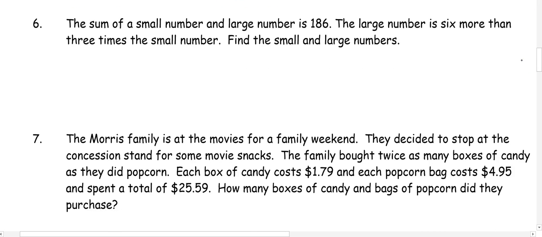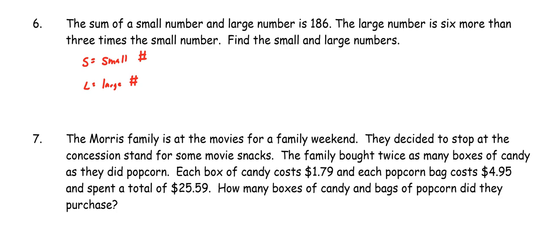Number 6, the sum of a small and large number is 186. The large number is 6 more than 3 times the small number. Find the large and small number. So if we're finding the large and small number, we're going to say that S is going to equal our small number. And we're going to say that L is going to equal our large number.